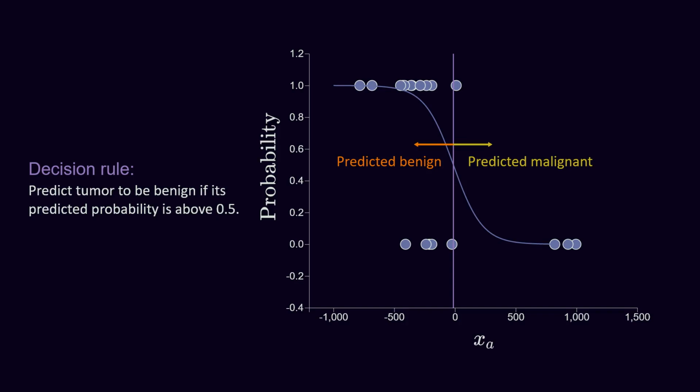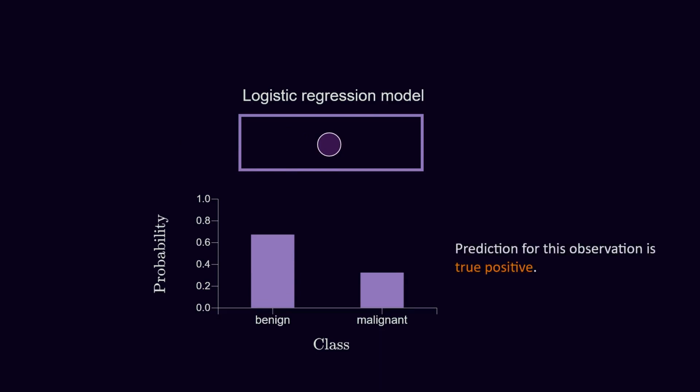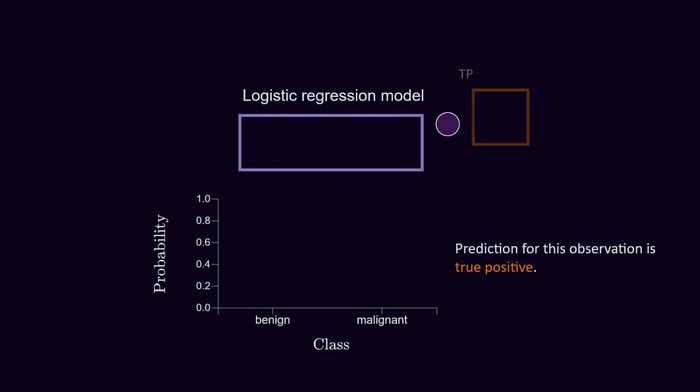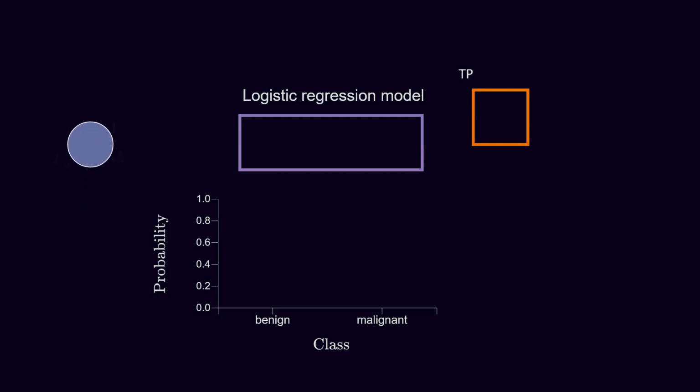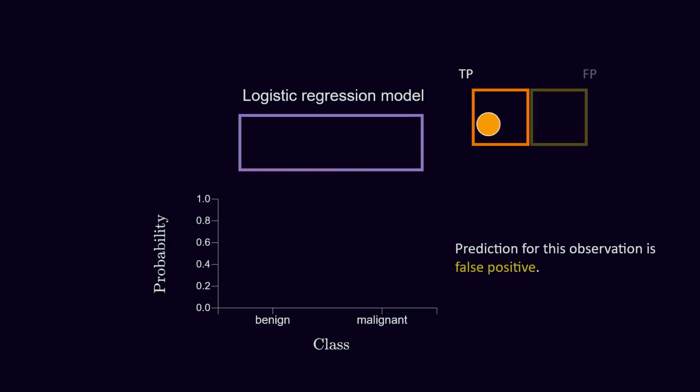We see that while for most observations the predicted class is correct according to their true class, for some this is not true. Indeed, there are 4 different classification scenarios. When the predicted probability is above 0.5 and the true class is benign, the predicted classification is correct and called true positive. In case when the predicted probability is above 0.5 but the true class is malignant, the predicted classification is not correct and called false positive.